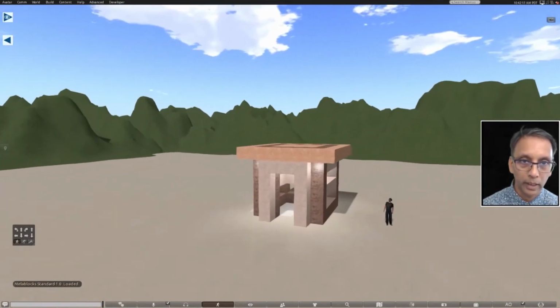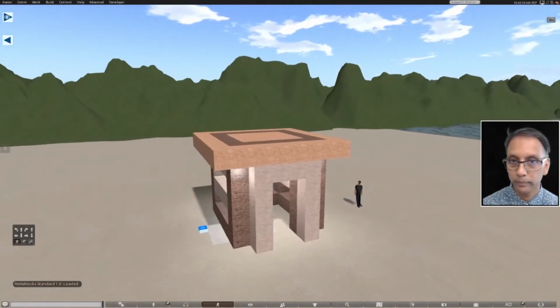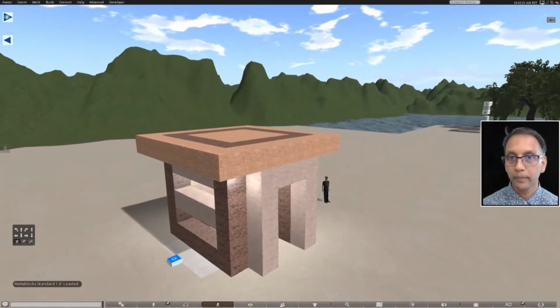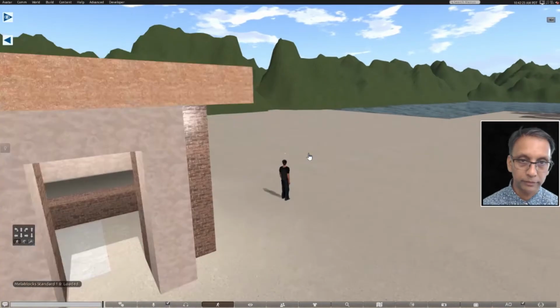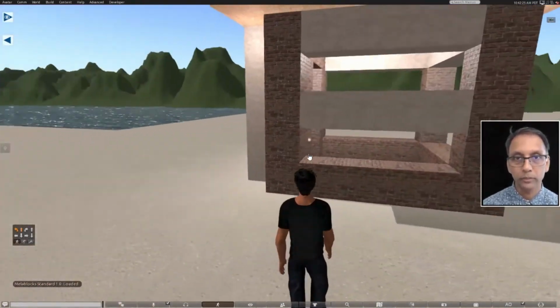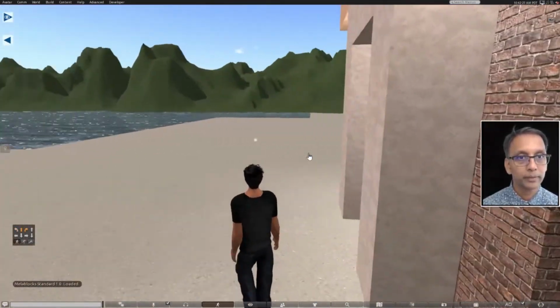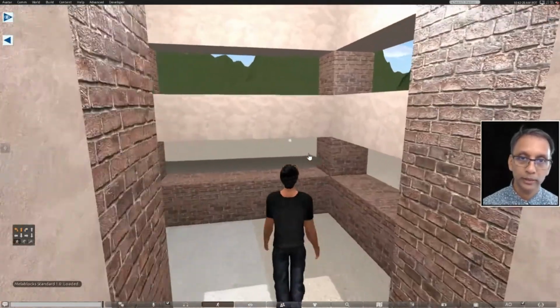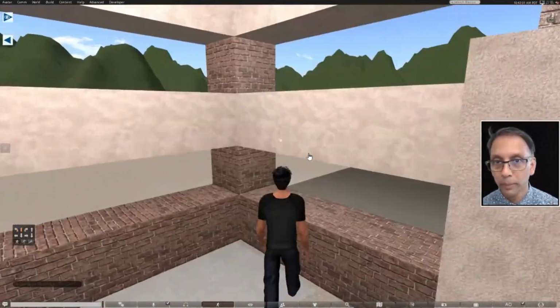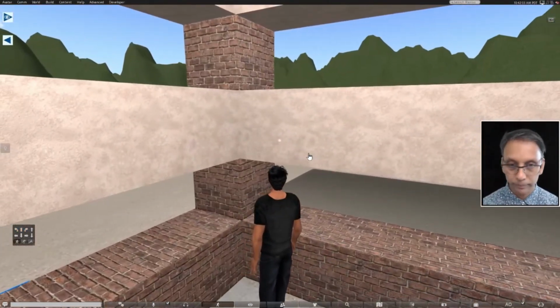So this is our little house, and you can see that it is a very small room in a house. It's only one room. It's a strange house. There's only one room, but it is a very small space.